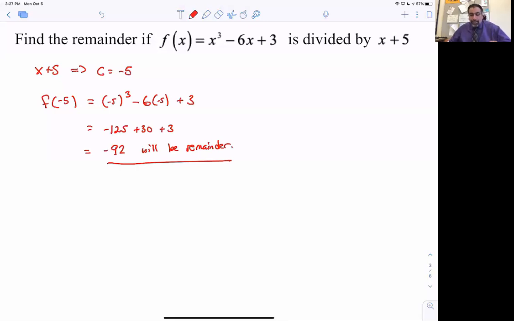All right, so that's the remainder theorem. If you're ever asked to find the remainder, look at what makes this factor equal to 0 and then plug that in. Whatever number makes this factor equal to 0, that's what we plug into the function. So in this case, it was -5. When we plug -5 in, the remainder ends up being whatever that output is.